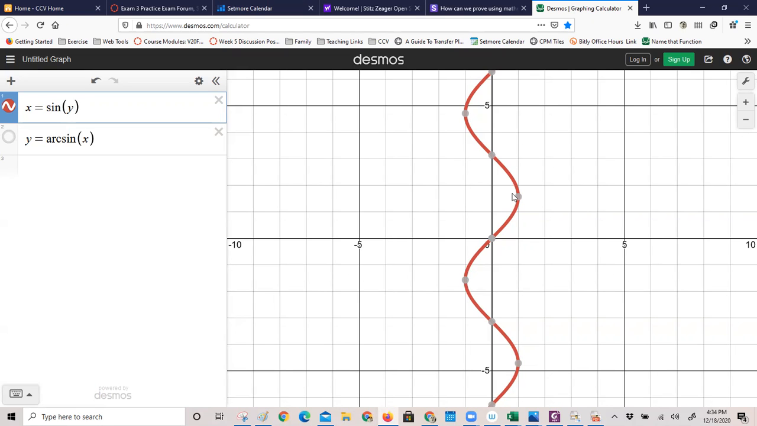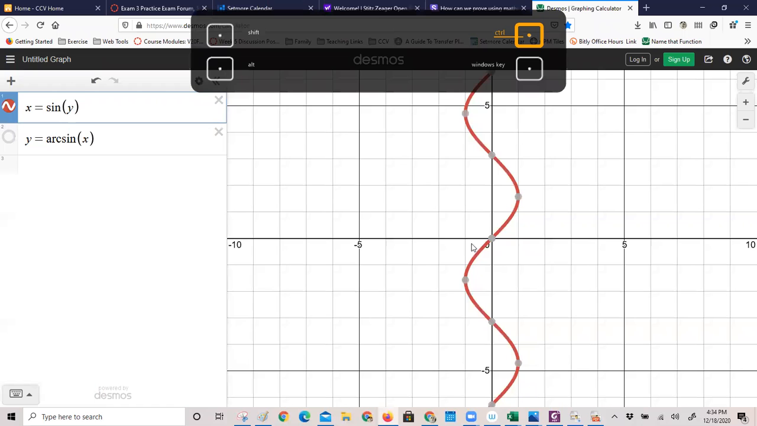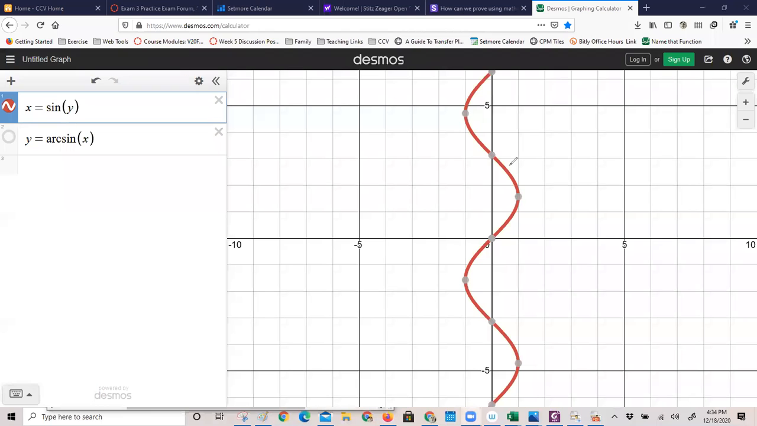But the trouble with this is it isn't a function, because if I try to draw a vertical line through this graph, let's see, if I can get my tool to do this. So see, if I draw a vertical line, it crosses twice, so that's not a function. So in order to have the arc sine be a function, we limit the output.